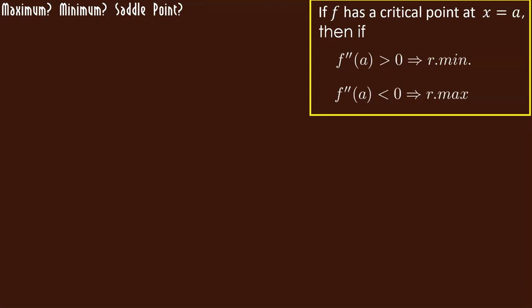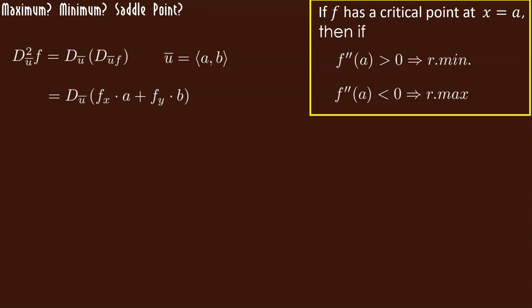So I want to figure out how to find the second directional derivative at the unit vector <a, b>. So I need to take the directional derivative of this new function, f sub x times a plus f sub y times b. Now when I take a directional derivative, I take the partial with respect to x and multiply it by a, and then I take the partial with respect to y and multiply it by b. But there are 2 terms in here, so the first thing I'm going to do is the f sub x, and then I'll do the f sub y.